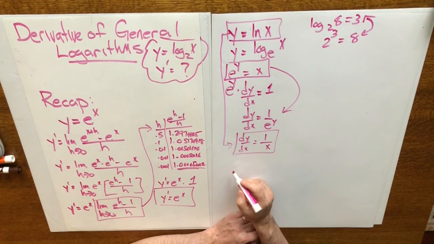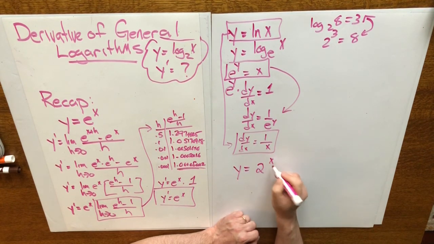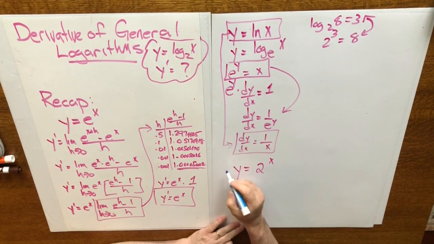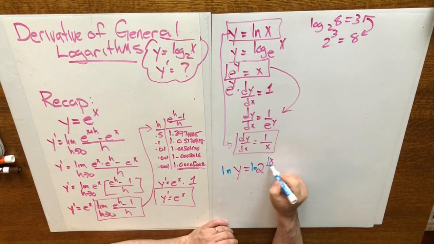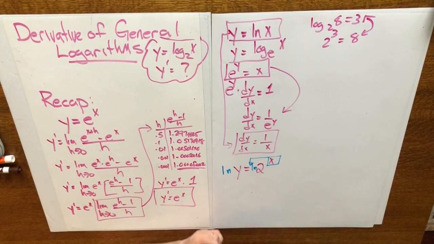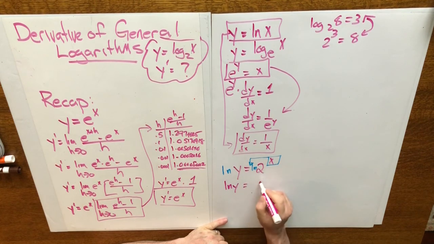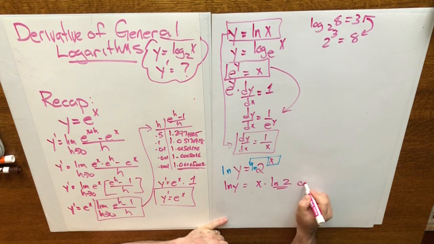And then we looked at general exponential functions. What about y equals 2 to the x? So what we did with a question like that was we said we're going to change it to a natural logarithm by taking the ln of both sides and using our down in front rule. So ln y equals x times a constant of ln 2. That's just a constant.